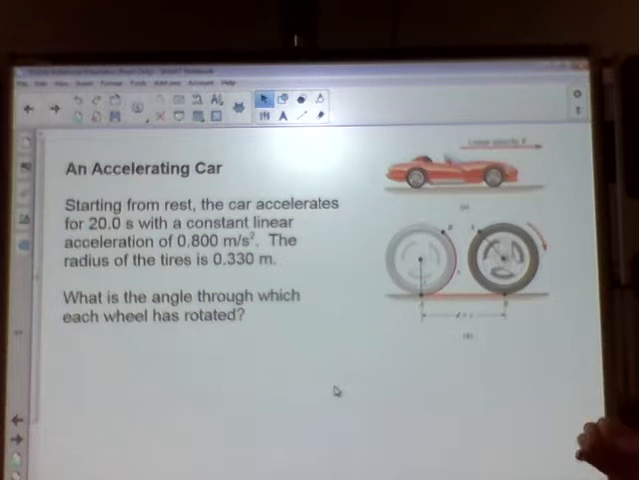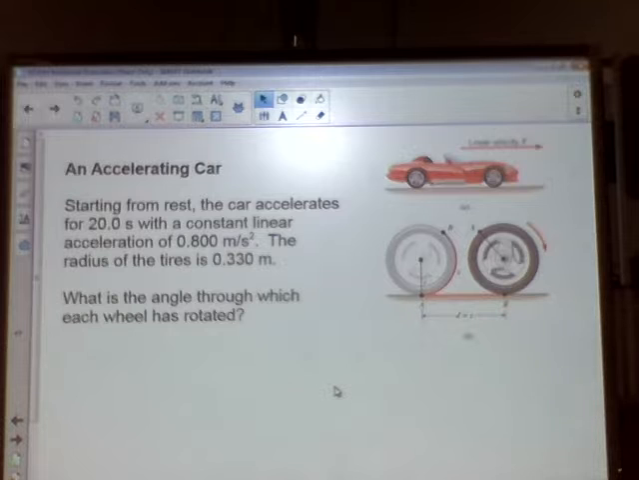Today we're going to look at an example that uses both connections between the linear and angular quantities and uses angular kinematics, or rotational kinematics. So in this example, we have a car starting from rest, and the car accelerates for 20 seconds with a constant linear acceleration of 0.8 meters per second squared. The radius of the tires is 0.33 meters. We want to see what angle each wheel is rotated through.